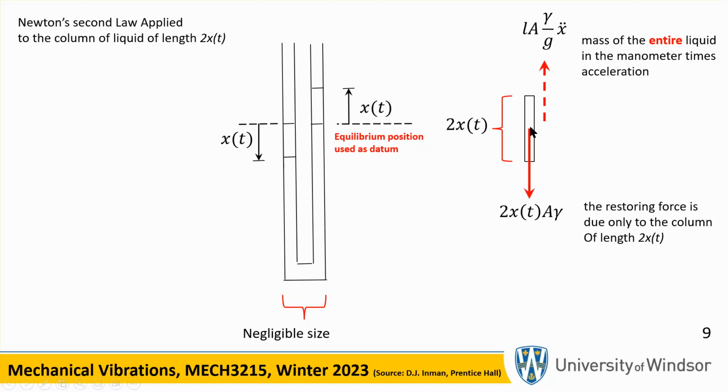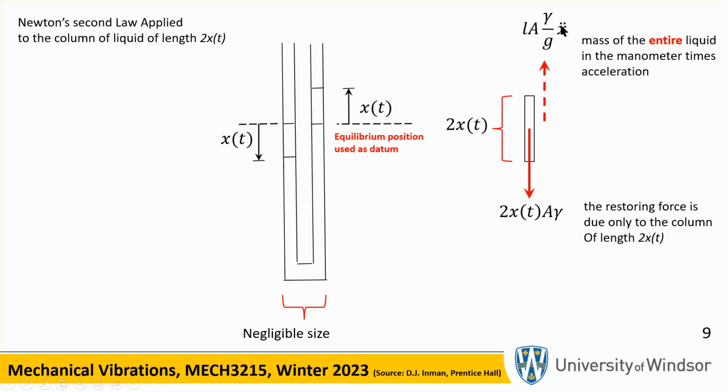First of all, it's the weight. The weight is the height times the area, which gives you the volume of it, times the weight density. This weight density is just density times g. That's what it is, okay? Or a specific weight of the liquid. So the force acting down is actually this.